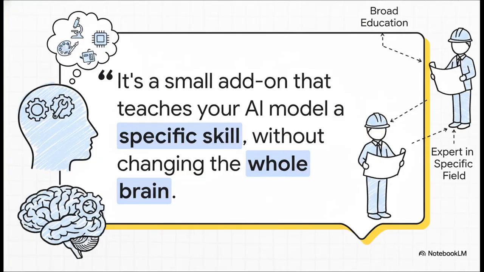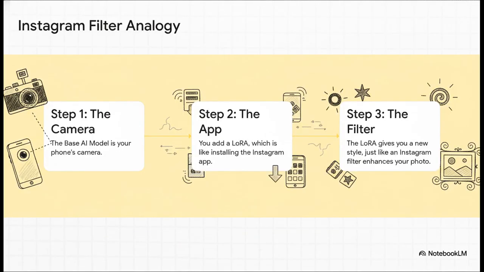And this really gets to the core of it. You're not replacing the brain, you're just giving it some very specific, expert-level training. So if your base model is like a recent college grad with a great broad education, the LoRA is like the on-the-job training that turns them into an absolute expert in one very specific thing. Here's probably the best way to think about it. Your base AI model, that's the camera on your phone. It's powerful, it takes pretty good pictures on its own. A LoRA, that's like an Instagram filter. You apply the filter and boom, your photo has a completely different vibe, a new style. It's enhanced, it looks better, but your phone's camera itself hasn't changed one bit.